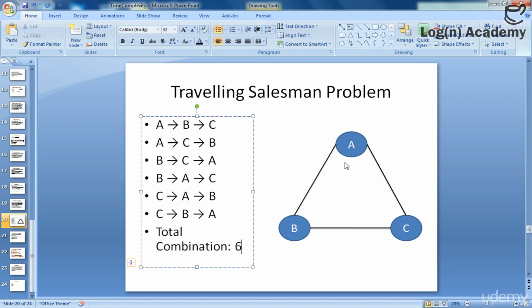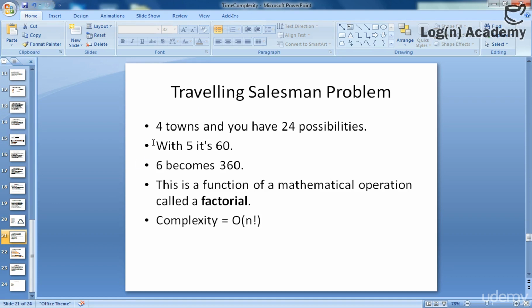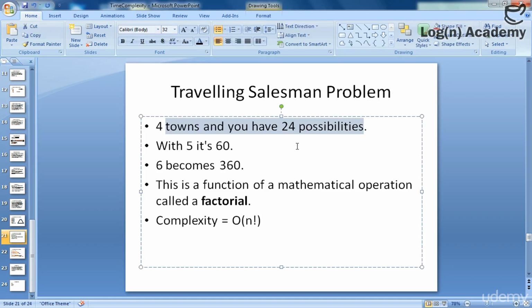So if we have 3 elements, or 3 points, the total number of combinations we can make is 6. If we have 4 points or towns, you can say, then how many combinations will there be? You need to think about it, right? Okay, so don't do that right now, just be with me. So with 4 towns, you have 24 possibilities. With 5 you have 60, and with 6 it is 360.